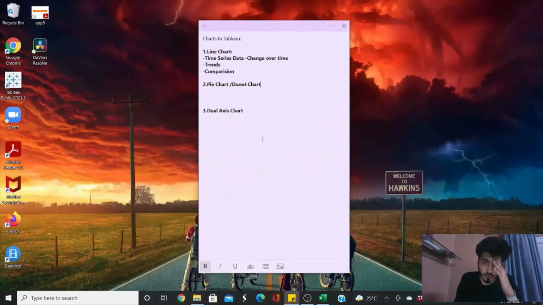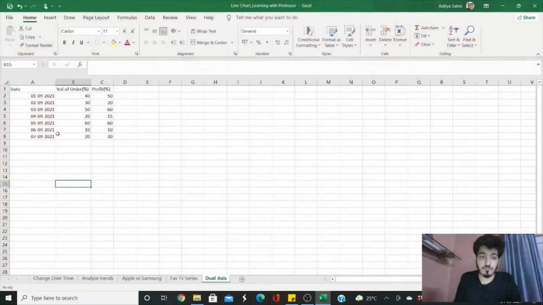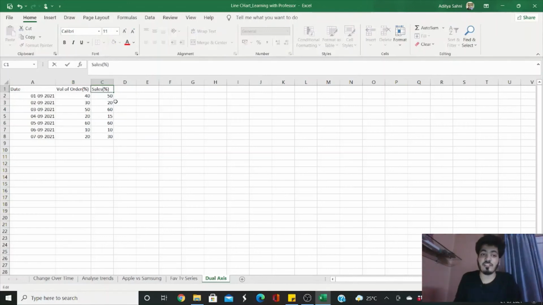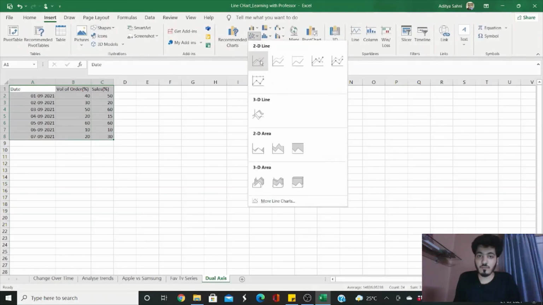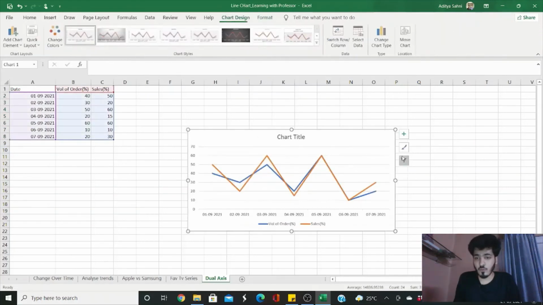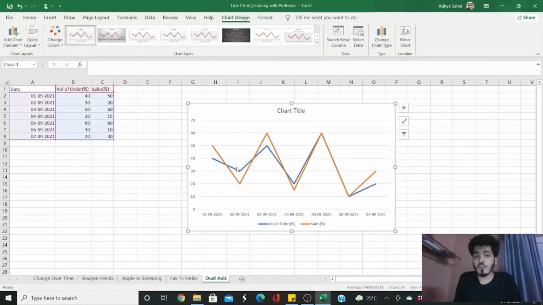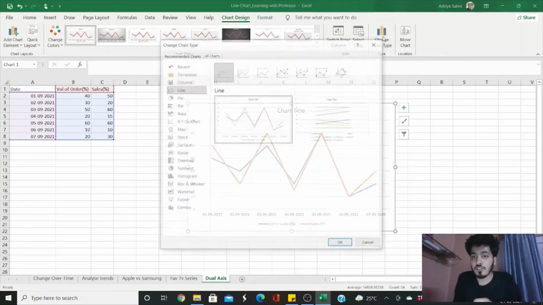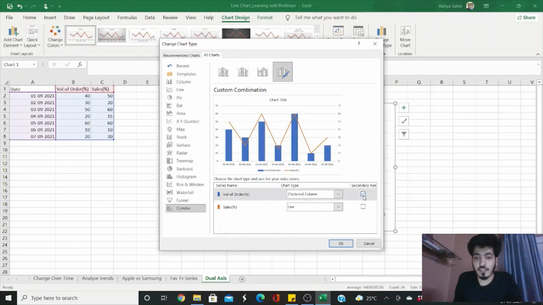So now let us understand the dual axis chart. A dual axis chart means you want to see two parameters side by side. Suppose we have the volume of orders and the sales percentage, and we want to draw a chart between these two. We have drawn the line chart, but in the line chart we cannot particularly see what is going on with the sales number according to the volume of orders. If you want to see both parallelly side by side, we can just change the chart type and make it a dual axis chart.